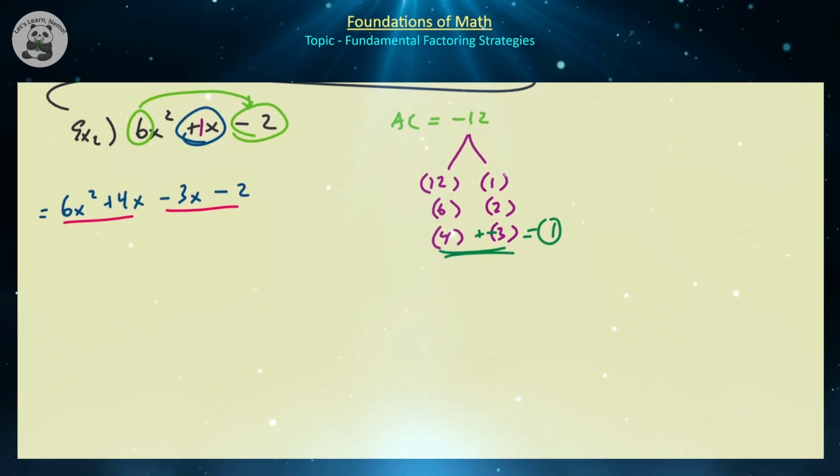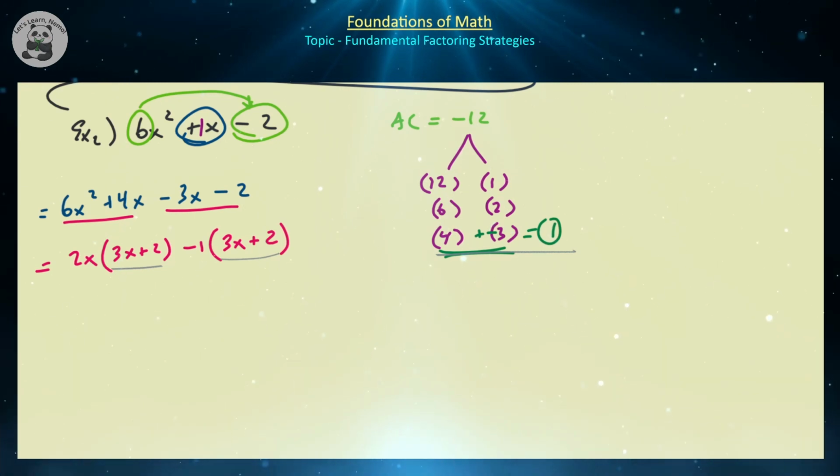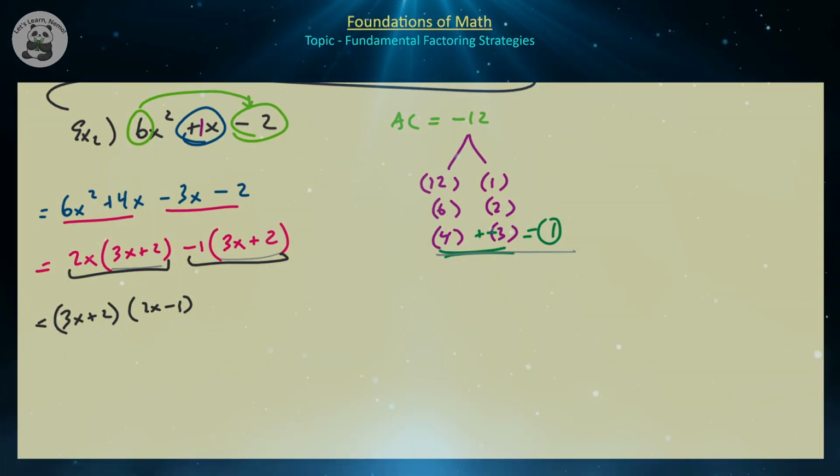So the greatest common factor for the first two will be 2x, leaving us with 3x plus 2. And the greatest common factor of minus 3x and minus 2 will be minus 1, leaving us with 3x plus 2. For this to work, if you found these numbers, these have to be the same. Once they are the same, observe that you can factor 3x plus 2 out of both, leaving us with 2x minus 1 in the first and second term, respectively. And that's how the AC method works.